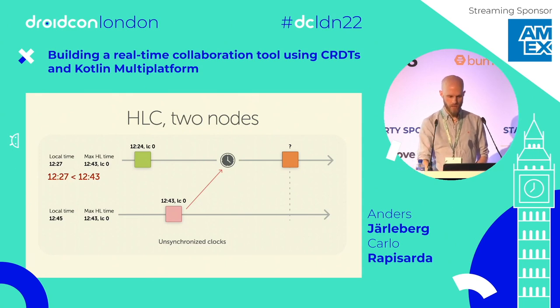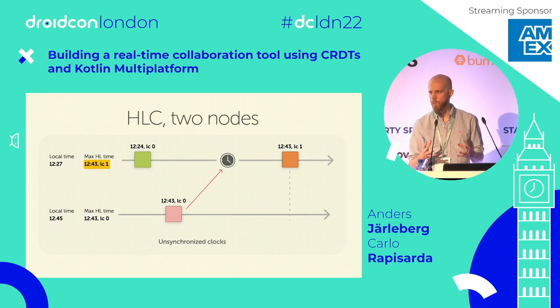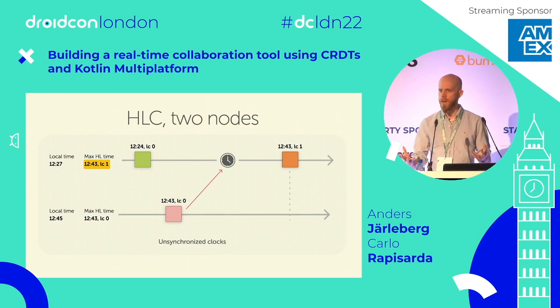And instead of using our physical clock, we're going to use the same timestamp that we've seen before, but we're going to add one to the counter. We're going to say it's 12:43, but it's 1 later than that, right? So this allows us to keep ticking the clock even though our physical clock is behind. So once our physical clock catches up, we can start using it again.